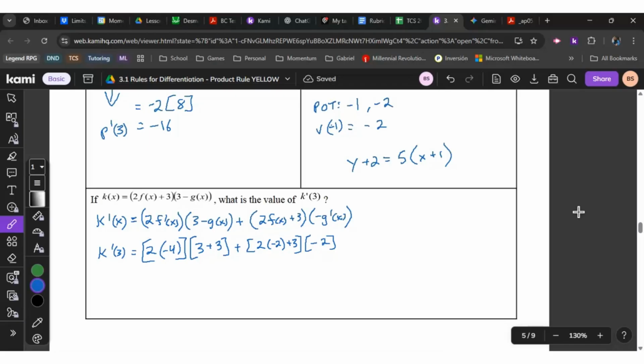Then we just start putting all this together, guys. So this part here is going to be negative 8 times 6. And then over here, this is going to be negative 4 plus 1 is negative 1, times negative 2 is plus 2. What's negative 8 times 6? Negative 48 plus 2, so we get negative 46. So k prime of 3 is equal to negative 46. Easy enough, right?